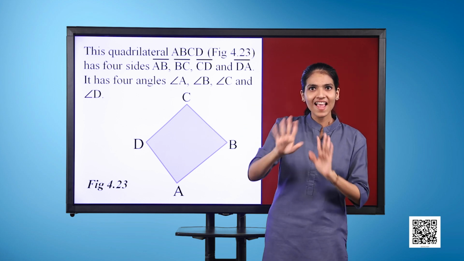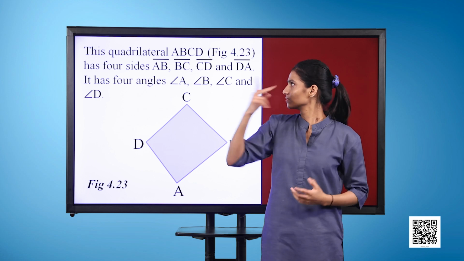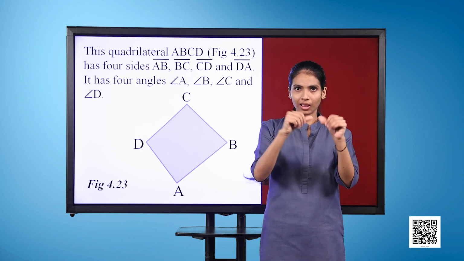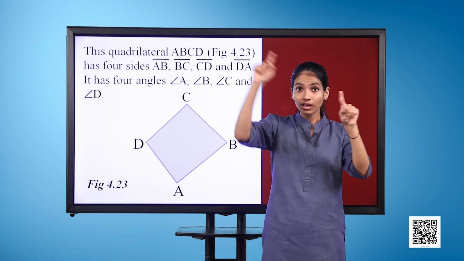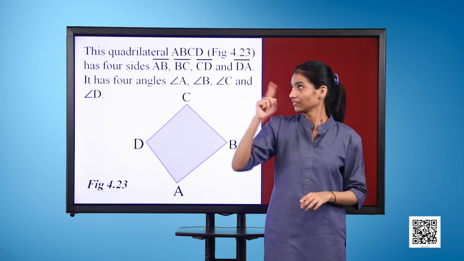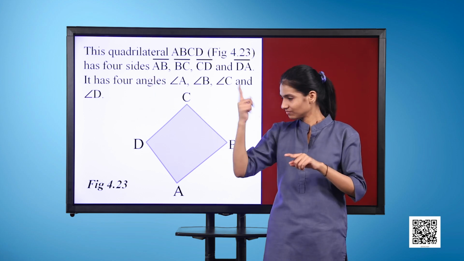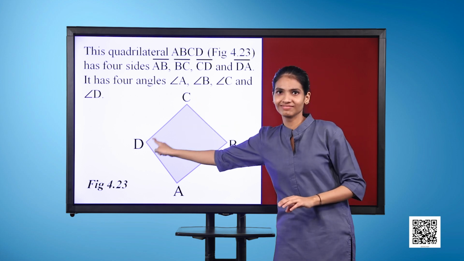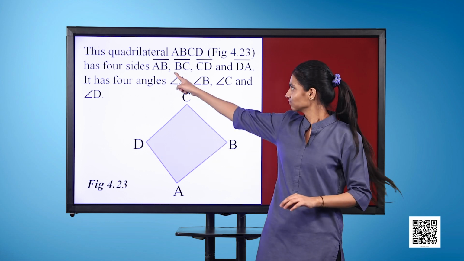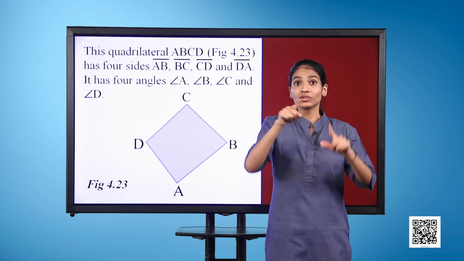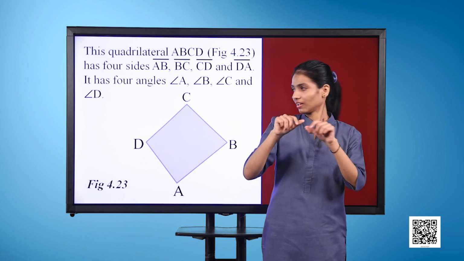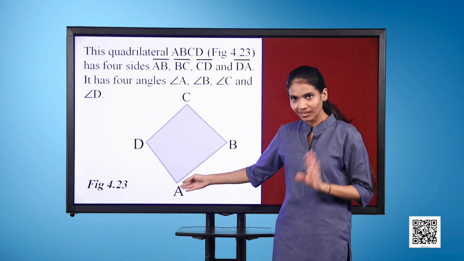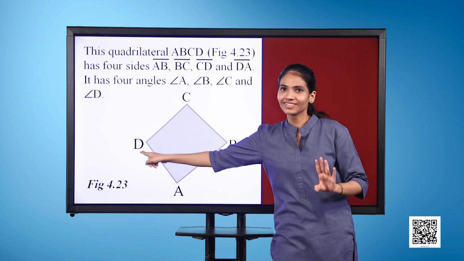This quadrilateral ABCD, given in figure 4.23, has 4 sides: AB, BC, CD, and DA. It has 4 angles: angle A, angle B, angle C, and angle D.